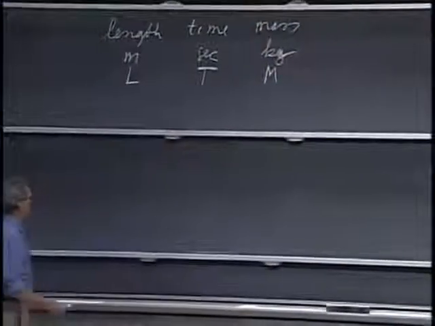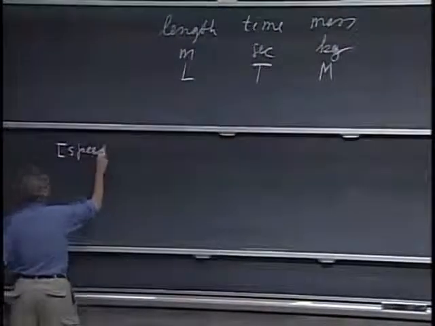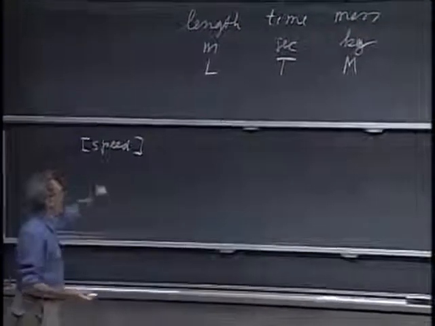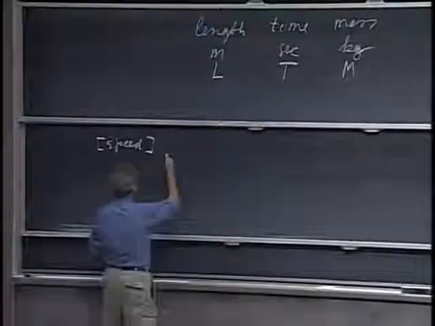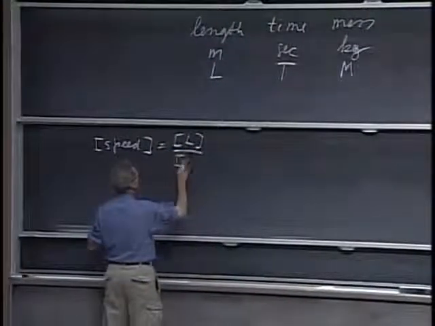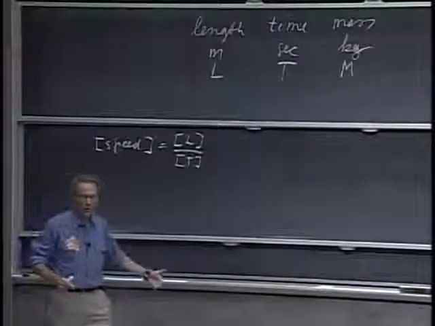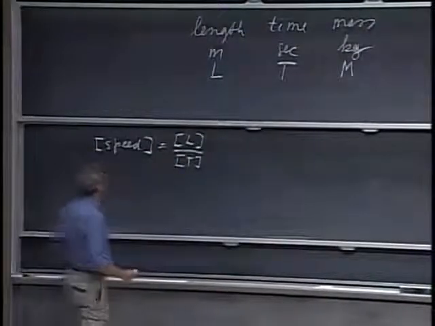I give you an example. I put a bracket around here. I say speed, and that means the dimensions of speed. The dimensions of speed is the dimension of length divided by the dimension of time. So I can write for that bracket L divided by bracket time. Whether it's meters per second or inches per year, that's not what matters. It has the dimension length per time.